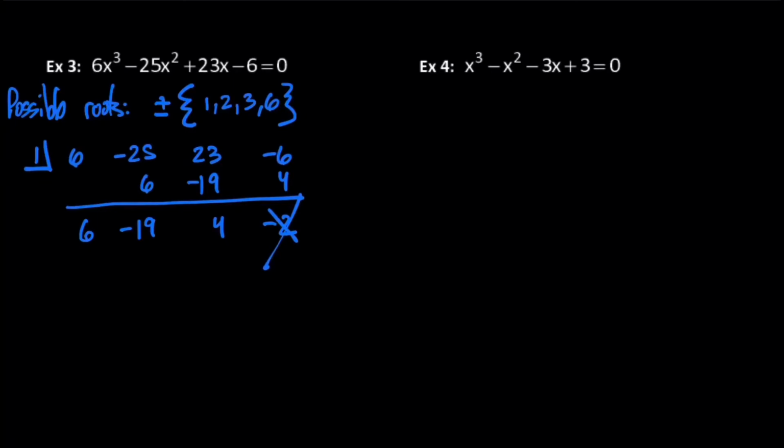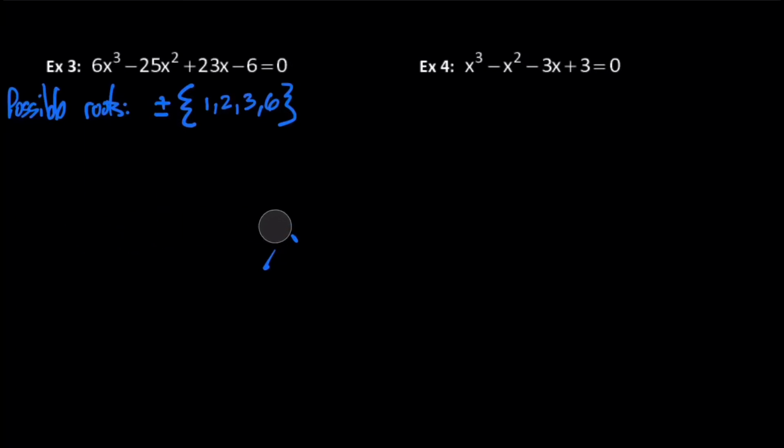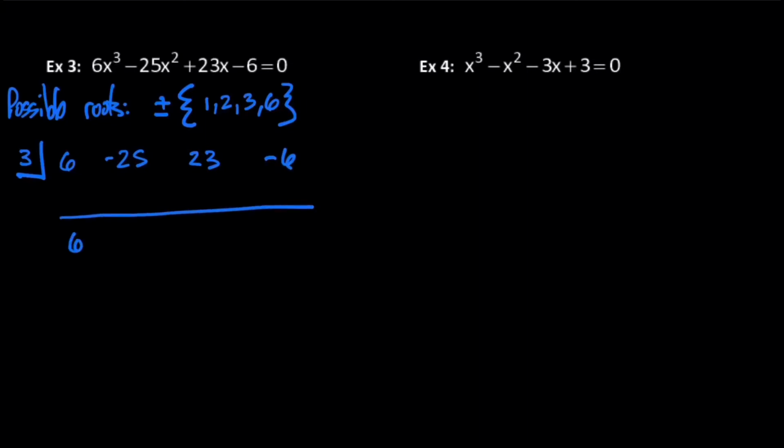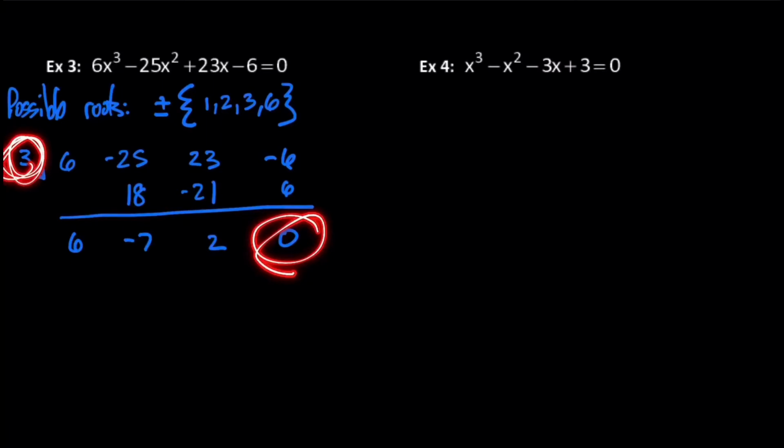Okay, normally I would just cross that off and keep going. I don't expect you guys to erase, but so now let me just randomly guess 3. See if that works. You got 6, -25, 23, -6. Bring down, multiply, add, multiply, add, multiply, add. So I got it. That's a 0, which means this is a root. All right, so let's write that down. X equals 3 is one root.